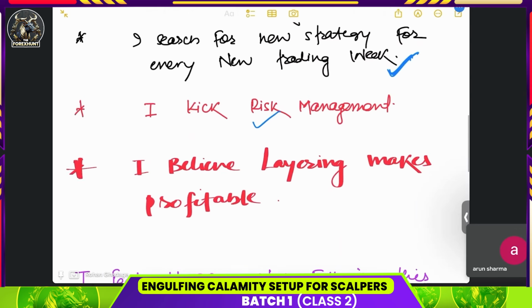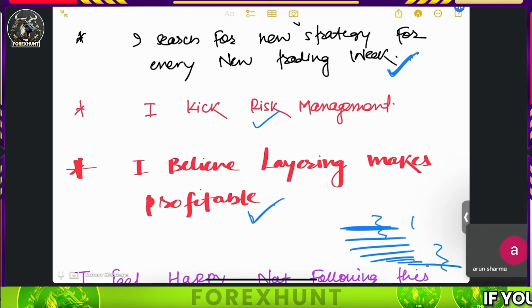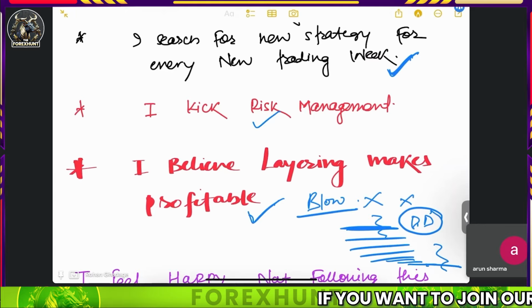Okay. He also believes layering is maximum profitable. For example, you took an entry here for a buy, the market is going down, and you keep pushing buy. And at the end of the year, you are in DD, drawdown, or you will blow your account. So don't do these things as well.